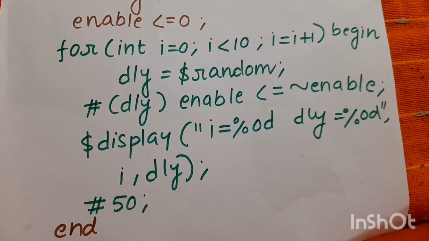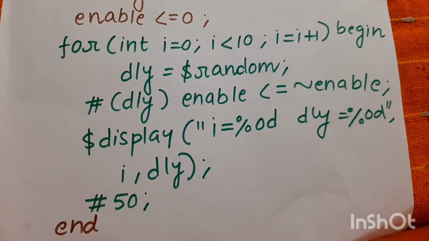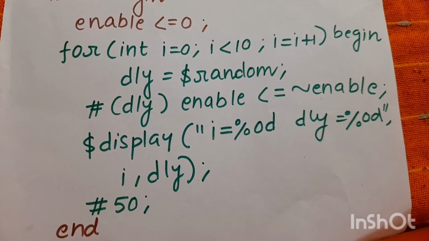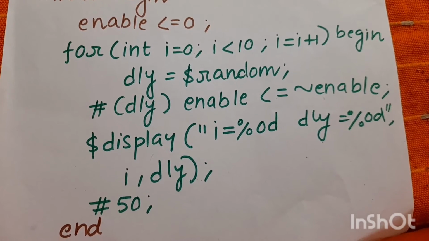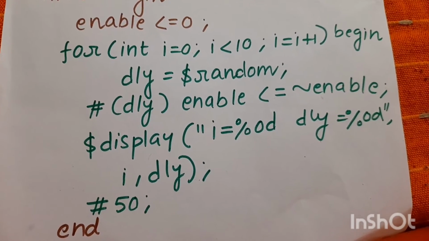And $display will display the I value and the delay value. Okay, and we will wait for 50 units, and then we will again go to the beginning of the for loop and increment I to I plus 1, and again we will run the loop. It will continue 10 times.